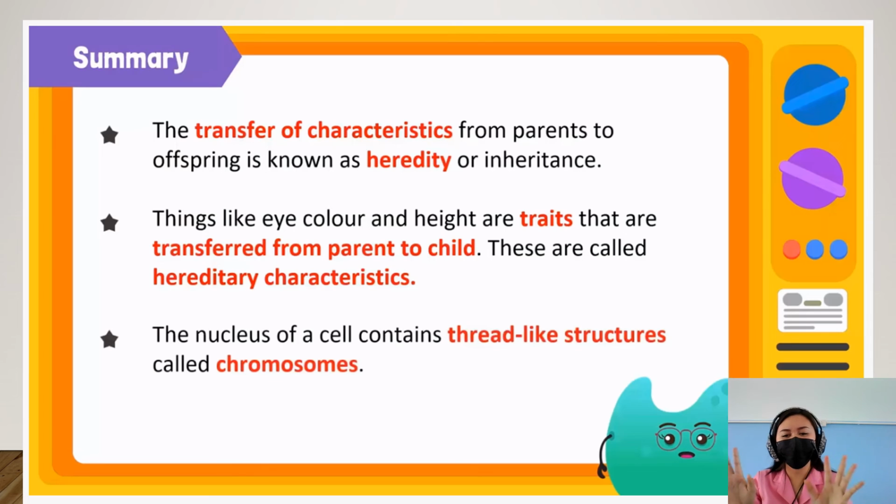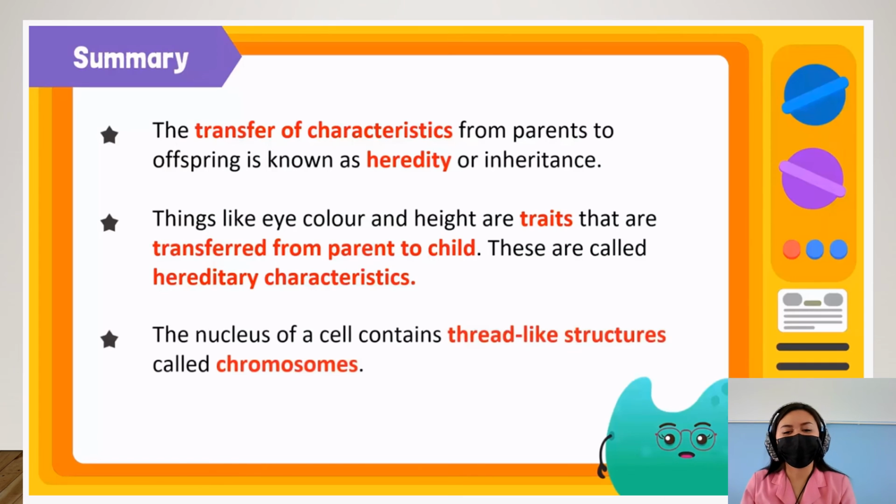Okay, let's summarize the words that we have learned. Let's read. The transfer of characteristics from parents to offspring is known as heredity or inheritance. Next, things like eye color and height are traits that are transferred from parents to child. These are called hereditary characteristics.